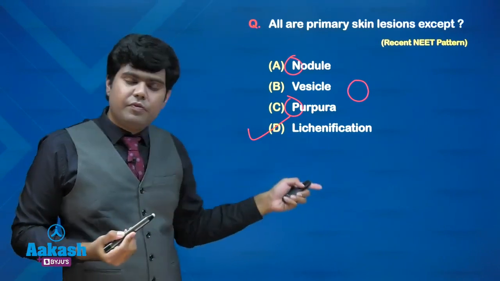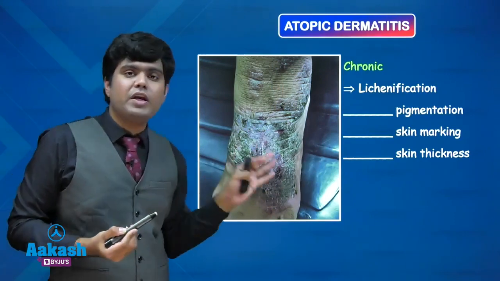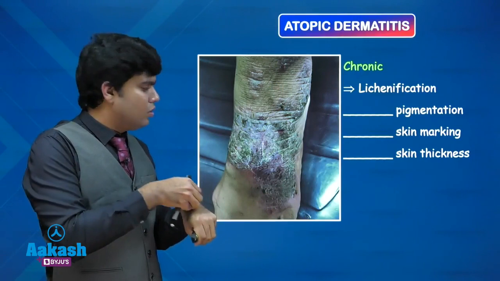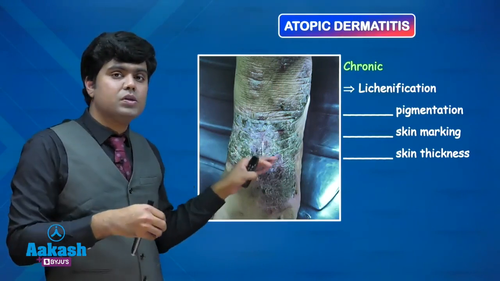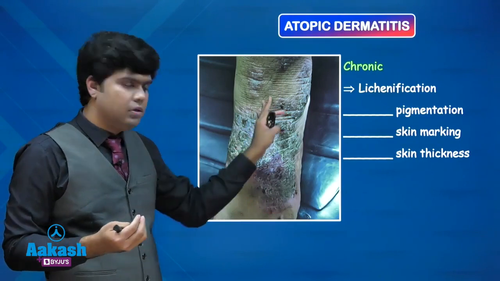So what is lichenification? Just for your revision, I am showing you here. Lichenification is a chronic form of dermatitis where you see the patient is constantly scratching a lesion, and because of constant scratching, he or she develops increased pigmentation.